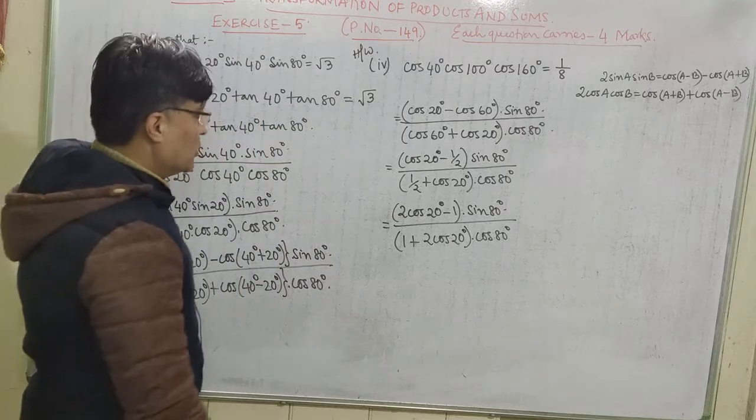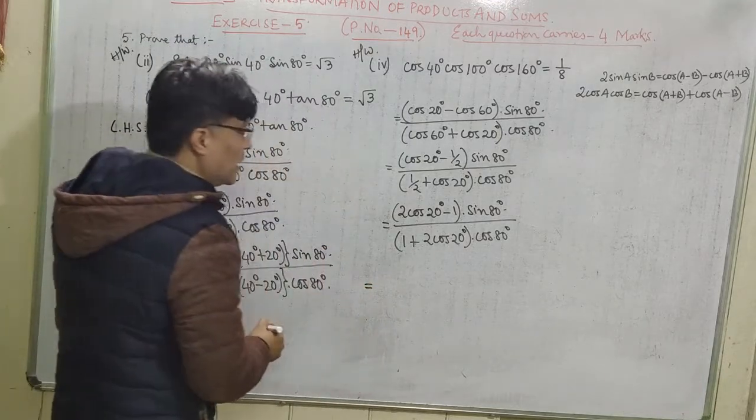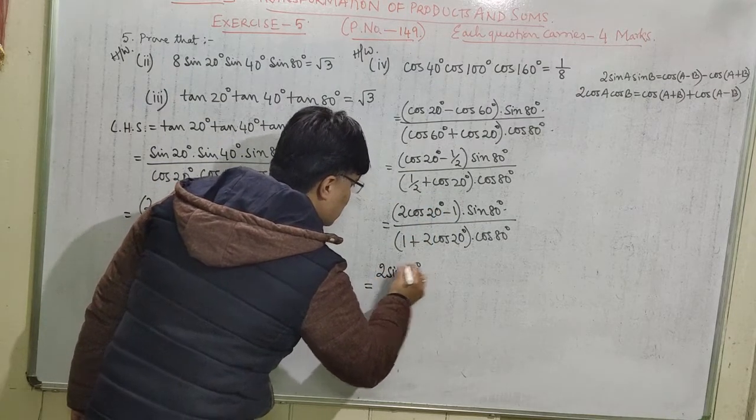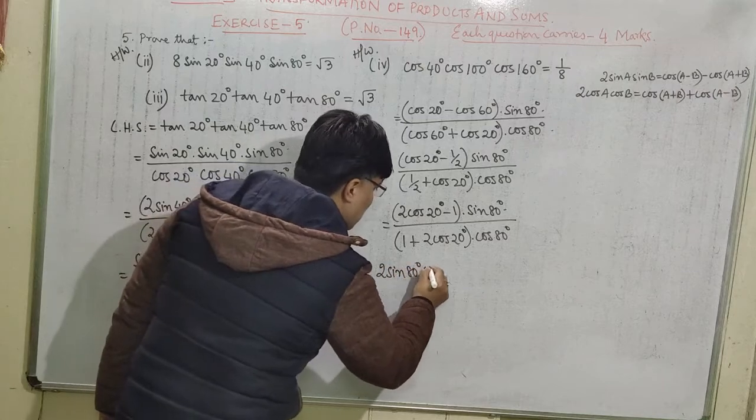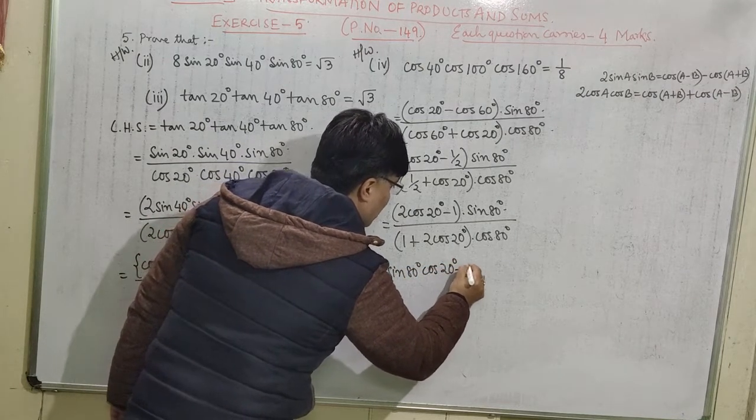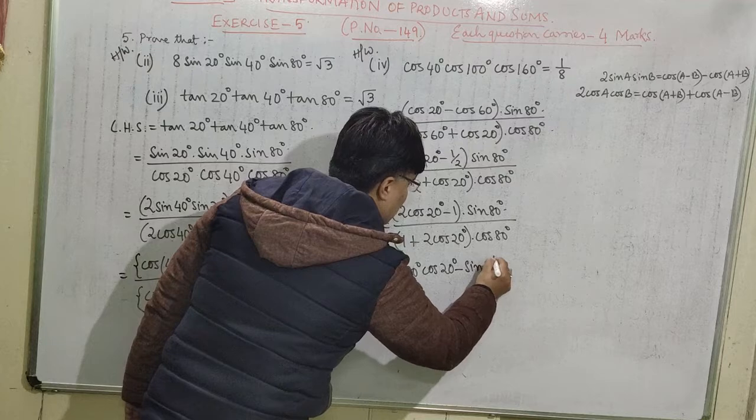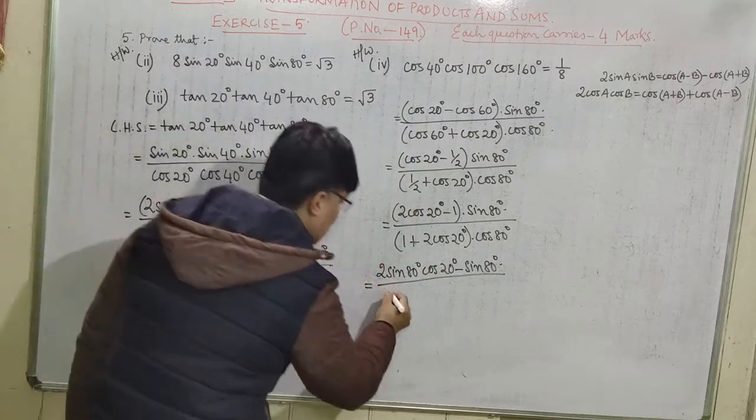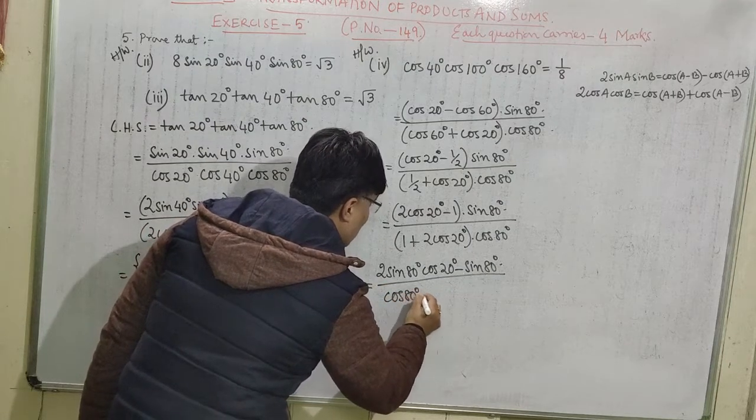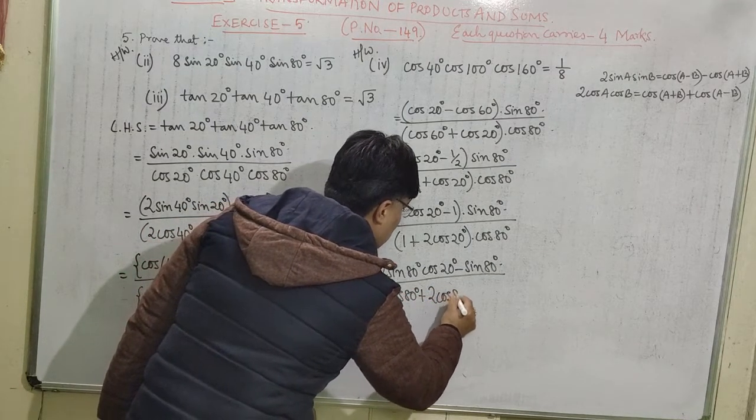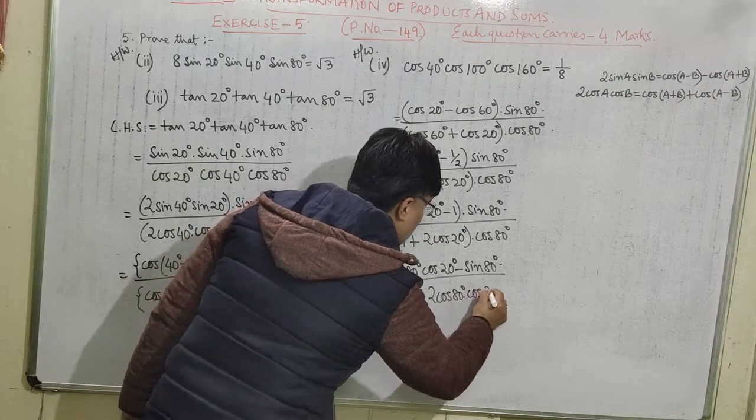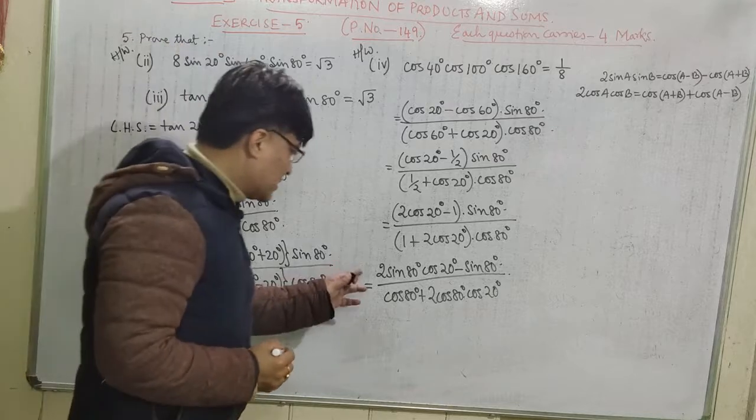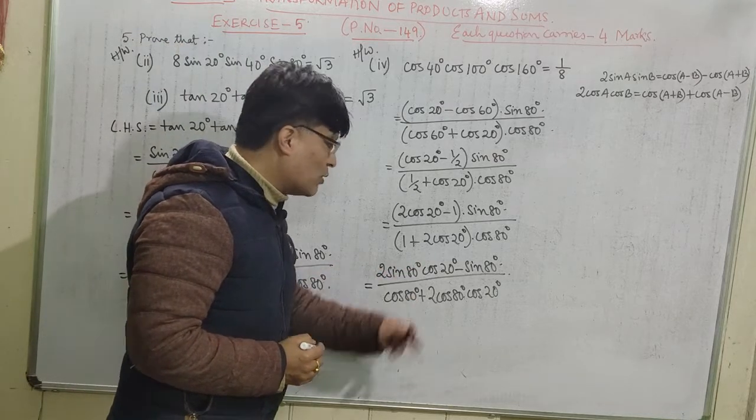Clear now? So let us simplify it. Next, multiply them. 2 sine 80 degree is written first, greater angle is written first, then cos 20 degree minus sine 80 degree. This whole divided by, in the denominator, 1 into cos 80 is cos 80 degree plus 2 cos 80 degree into cos 20 degree. Is that clear? So next, use the formula of 2 sin a cos b now.